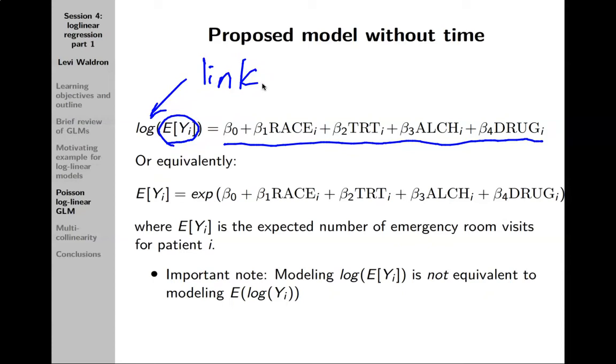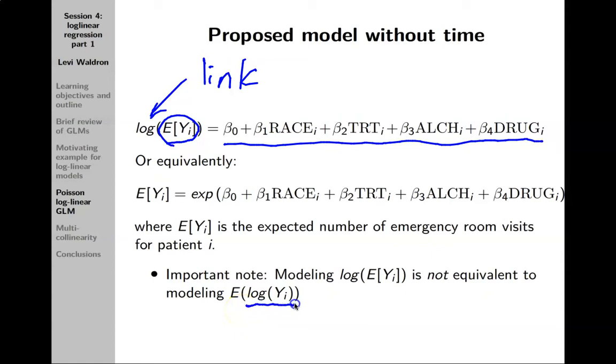It looks just like our old linear regressions, except there's this log of the expected value. So equivalently, in the second line, we're just taking the exponent of both sides. So you see how the expected value of the number of counts, in this case the number of emergency room visits, is equal to the exponent of this linear predictor. And I just want to emphasize this. I mentioned it once, but modeling the log of the expected value of y is not equivalent to modeling the expected value of the log of y.